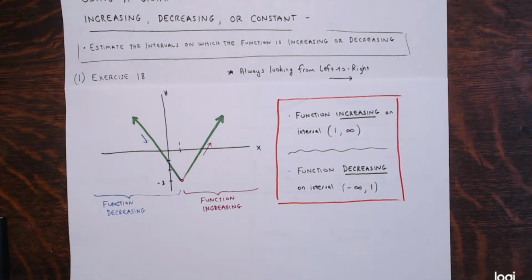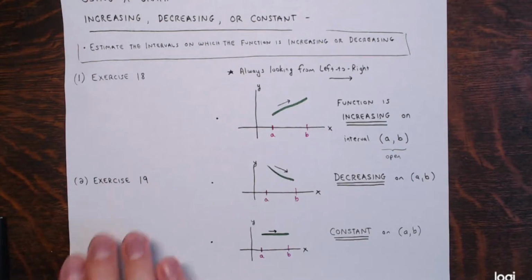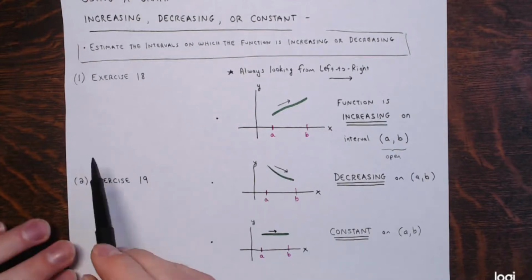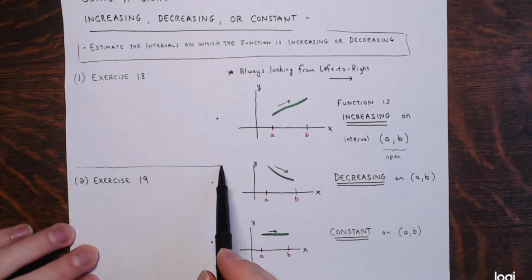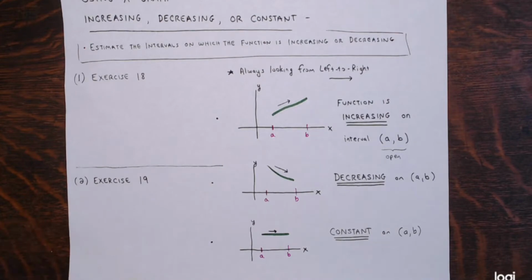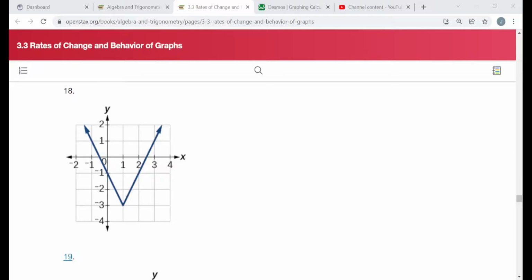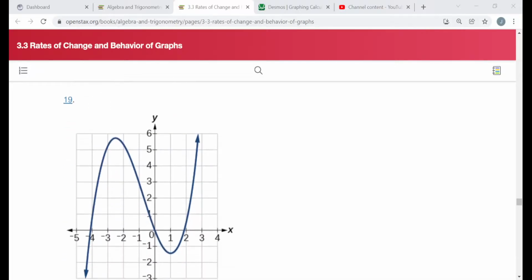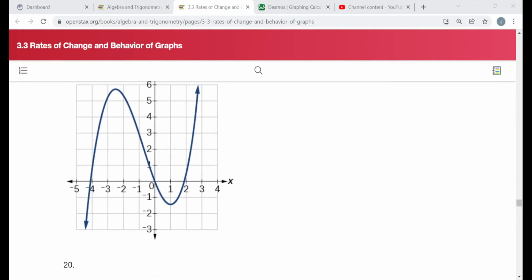Okay, so let's do that again for number 2. Got exercise 19, right, the very next one in the text. So the very next one is a little more curvy. And you see, if I look at it from left to right, it's going up. The function's increasing, hits a high point here, right? So going up, hits a high point here.